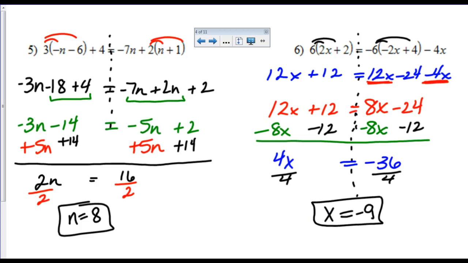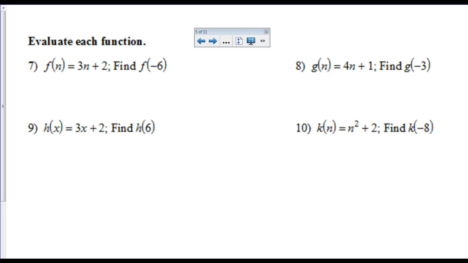Hope your brain is woken up now. This next section, the directions really confuse kids, but the actual mathematical act is not too bad. This is called substitution. So I give you a function. It's what's called function notation. So f of n equals 3n plus 2. This right here is the recipe for the function. This is just the name of the function. So when they say find f of negative 6, that means you're going to substitute n for negative 6, or negative 6 for n.